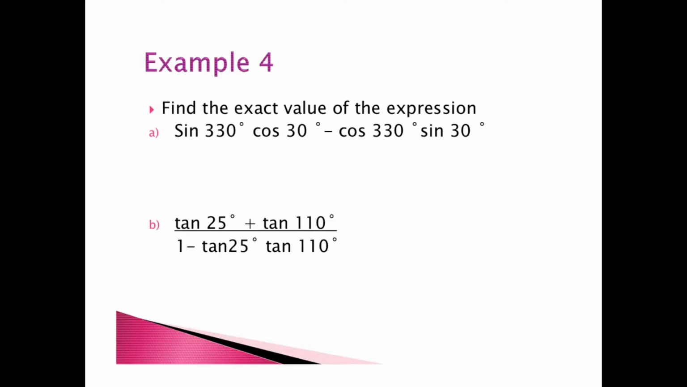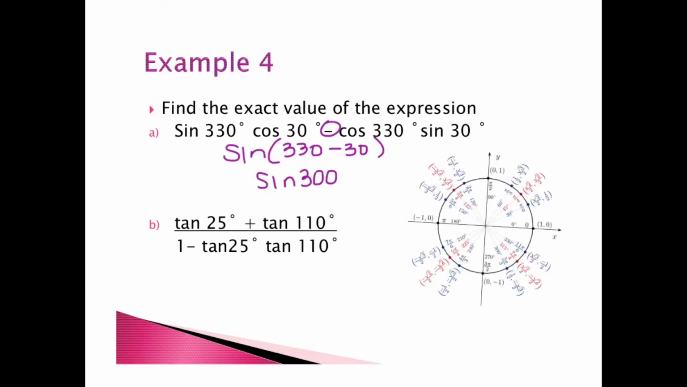A is sine, cosine, cosine, sine. That pattern is sine. So you keep the sign in the middle. This would be sine of 330 minus 30, which is the sine of 300 degrees. And then I'll bring in the unit circle again so we can look at sine of 300 degrees, locate 300 degrees, which is there in the fourth quadrant, and the sine there is negative root 3 over 2. So that's the answer we're looking for.